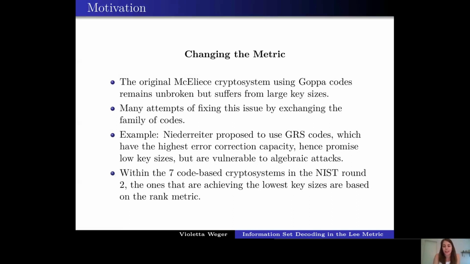As you all know, because you're in this conference, McEliece originally proposed this cryptosystem using Goppa codes, and they suffer from large key sizes. So many researchers have tried to fix this issue by exchanging the family of codes. Very famous is the example of Niederreiter, who proposed to use GRS codes. The reason behind this is GRS codes can correct more errors, and as a rule of thumb, the more errors you can correct, the harder the problem is. But as we all know, they're vulnerable to algebraic attacks.